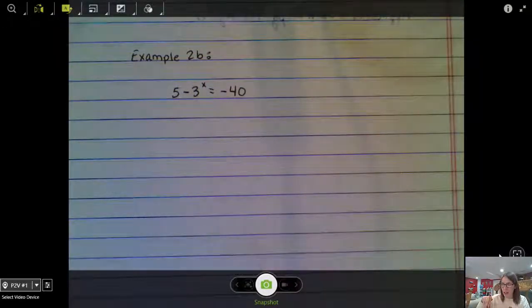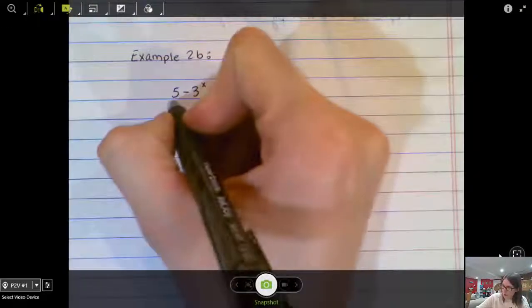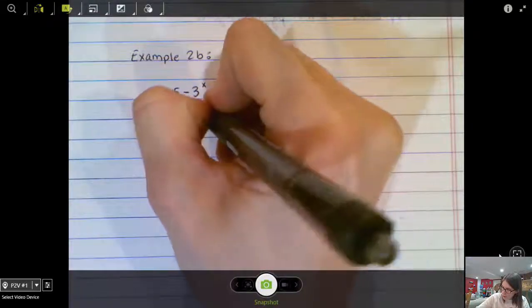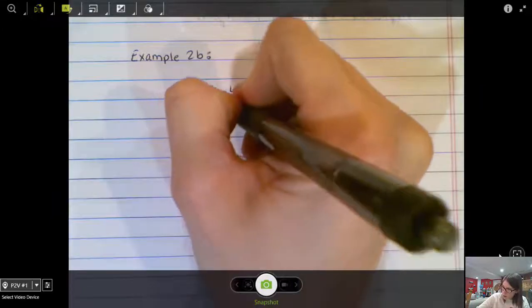Well, either strategy that we want to use, we need to start off by getting this exponential piece by itself. Subtract 5 from both sides. I'd have negative 3 to the x power equals negative 45.